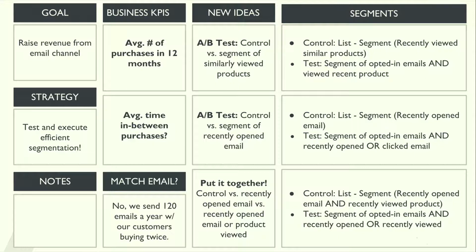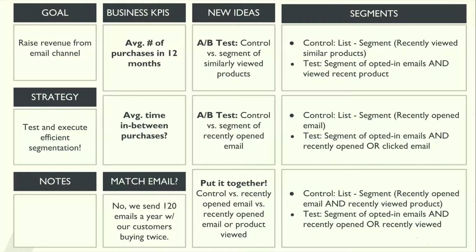My second test was recently opened email. So I thought, okay, you could look at different products, but do you still care about the brand? Are you still engaged with the brand? Are you still interested in it? In each one of these, the control group is just the list, so our whole list minus the specific segment I'm sending to.